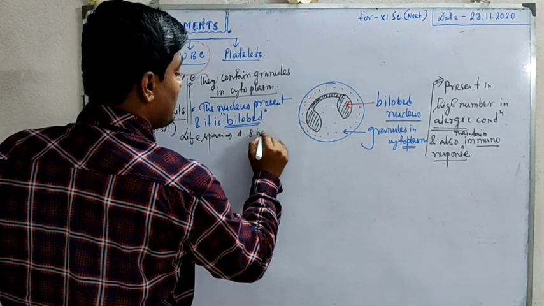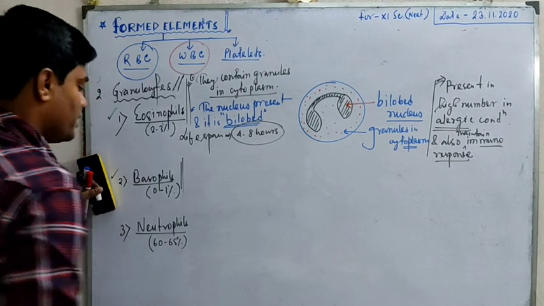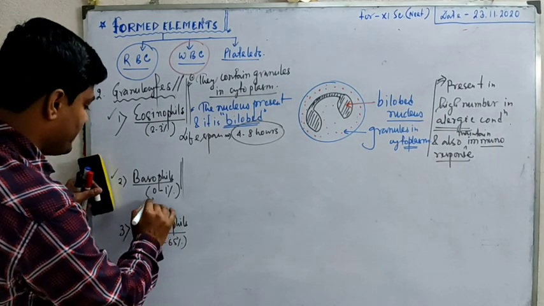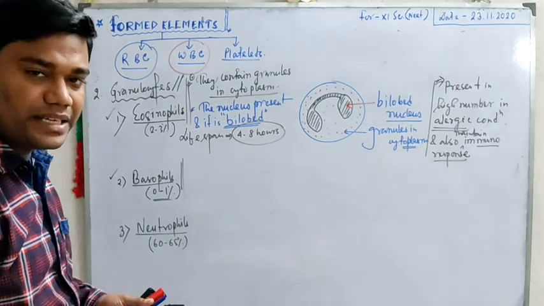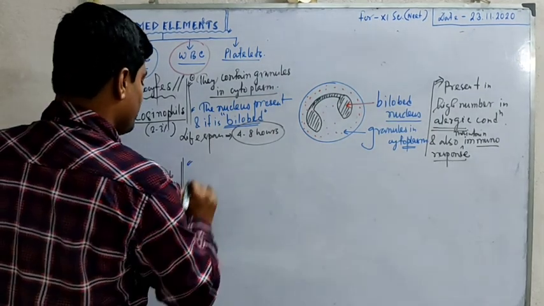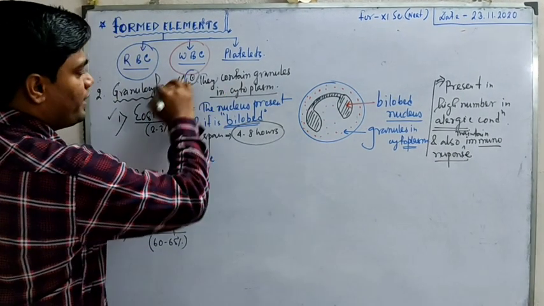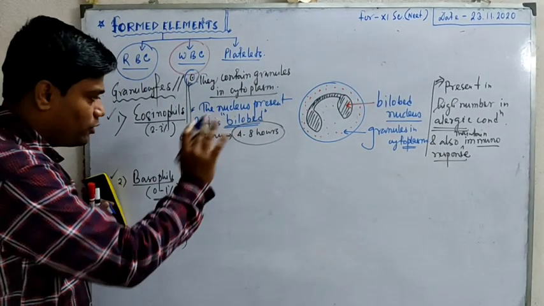4 to 8 hours. Now we move to the basophils, where it is 0 to 1%, very little amount in our blood. Common point is it contains granules in cytoplasm.